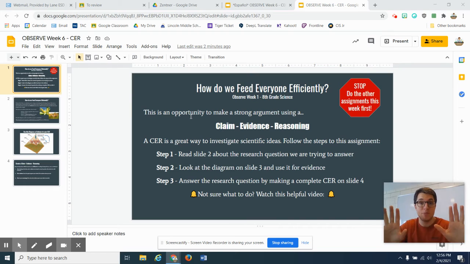First thing is, stop if you have not done the reading assignment. If you've not done the other two assignments this week yet, do those first. That'll make this one go a lot smoother. So this is going to be the last one you do of the week. What we're doing here is we're investigating a question. We're trying to come up with an answer using the CER format, the claim, evidence, reasoning format.